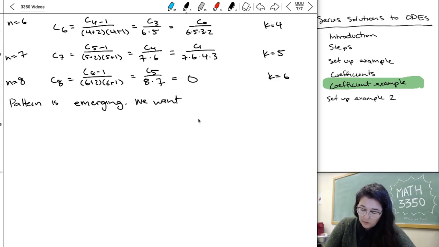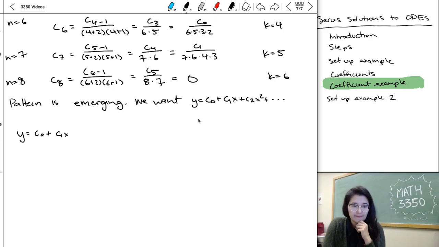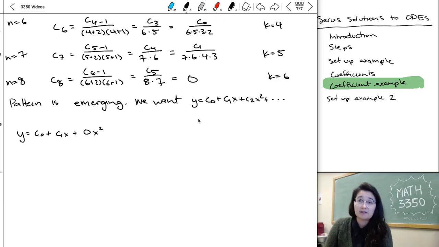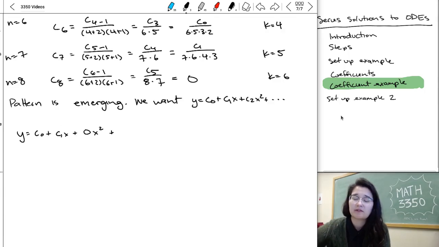What we want is y equal to c0 plus c1x plus c2x squared, so on and so forth, written only in terms of c0 and c1, my unknown constants. So for us, y is going to be equal to c0 plus c1x plus 0 times x squared was my c2, plus c0 over 3 times 2 was my c3.